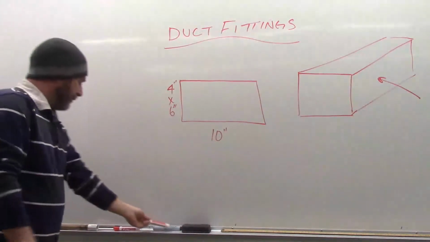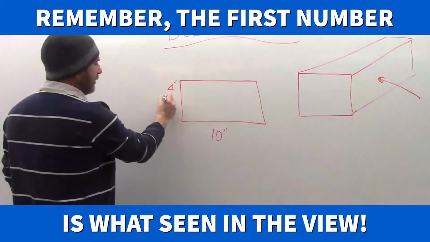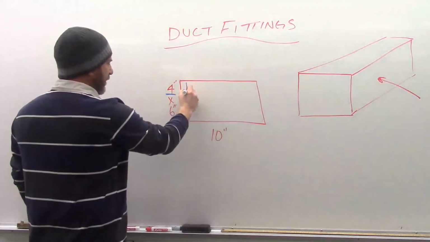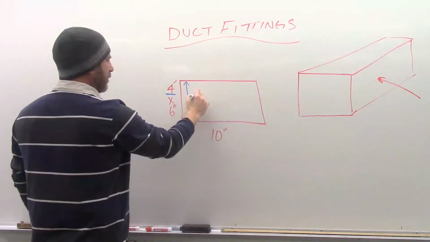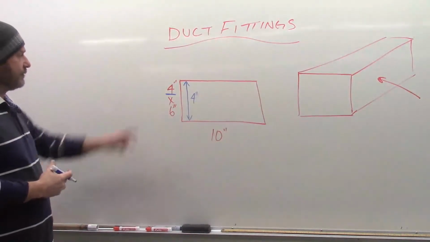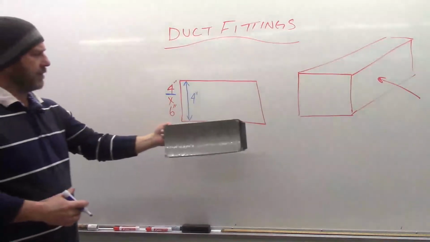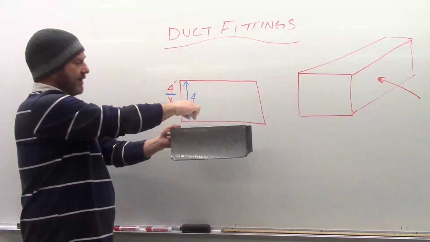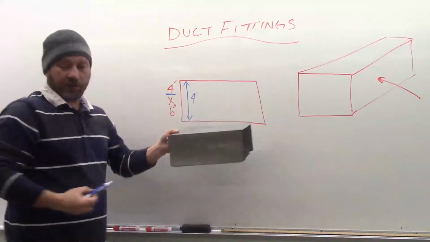What we do know from blueprints or any drawing, though, is the first number given is what we see in the view given. So that means that this dimension here is the 4. And if we had some depth to it, if we could see this way, this is our 6 going backwards. But we can't see that in this view. So we see the 4 here. And if we could, this would be the 6 here. But we do know it's there.